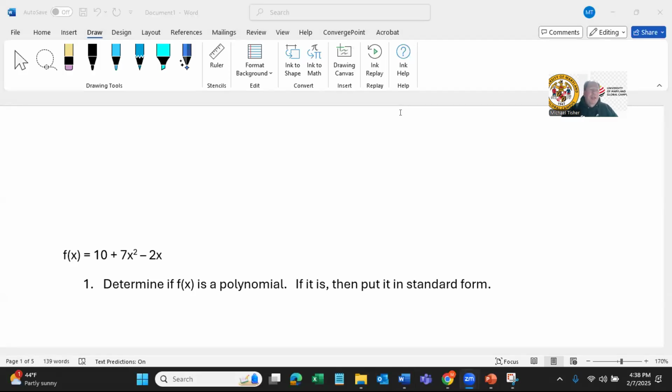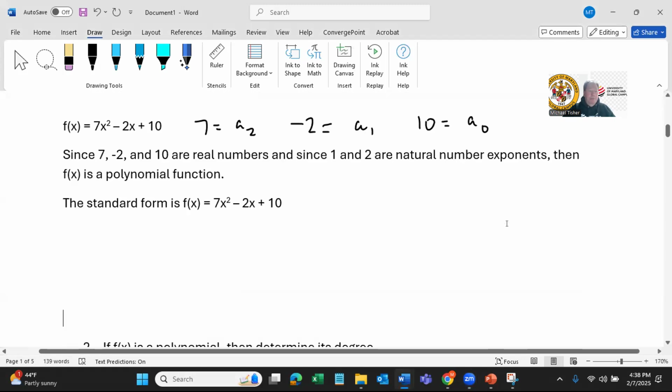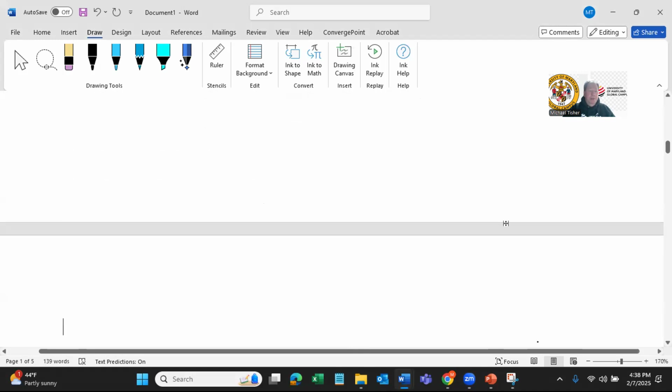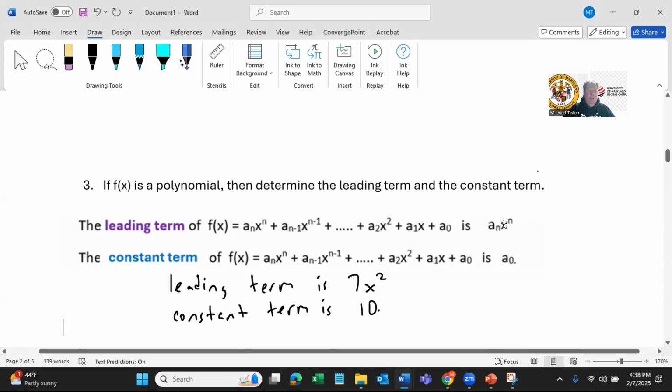Hello, everybody. Here we have this function f of x equals 10 plus 7x squared minus 2x. It says to determine if f of x is a polynomial, and if it is, then put it in standard form. All right, we did that in the previous video. It is a polynomial, and the standard form is 7x squared minus 2x plus 10. In the previous video, we determined its degree, which was 2. We also determined the leading term and the constant term, which are 7x squared and 10 respectively.